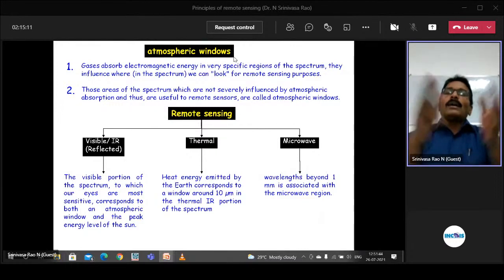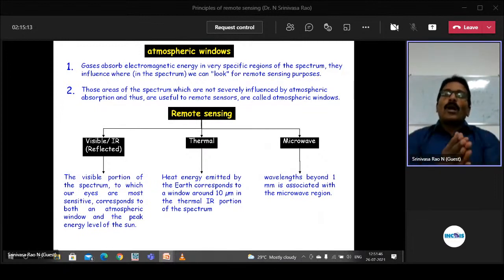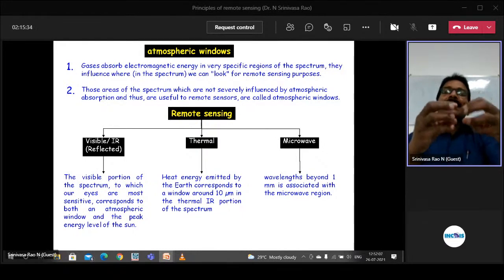Window means normally our home window. For what purpose do we keep windows? A window allows air and light. If strong air is coming, or if the sun is shining, then immediately we say close the windows, that means we are stopping it. So atmospheric window means at what wavelength region the atmosphere is acting like a window.